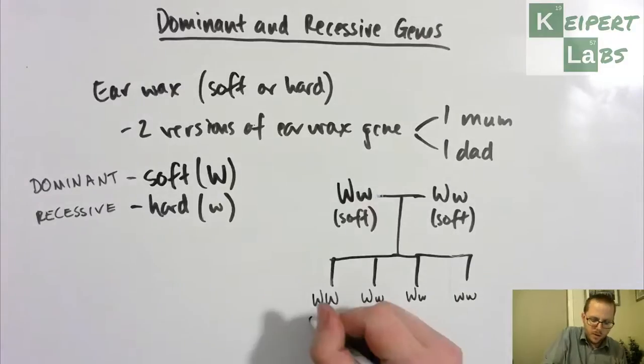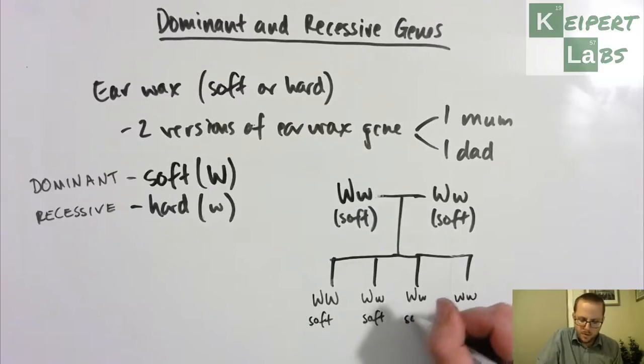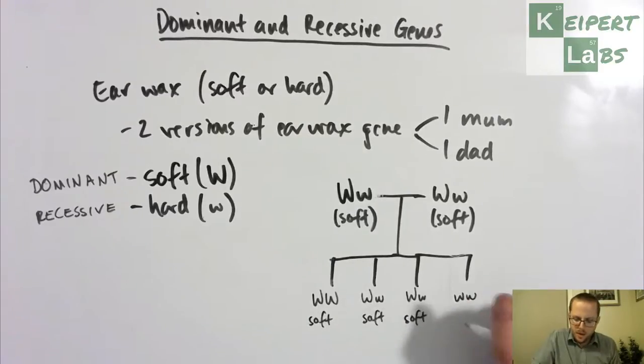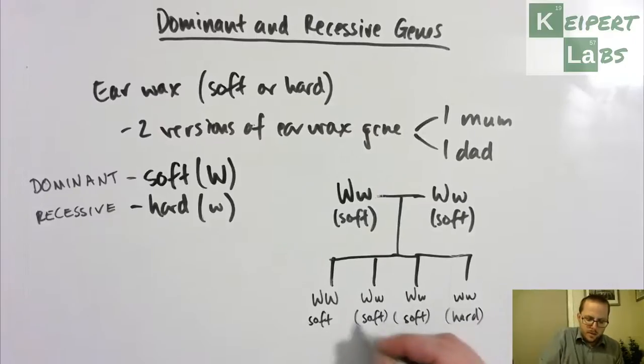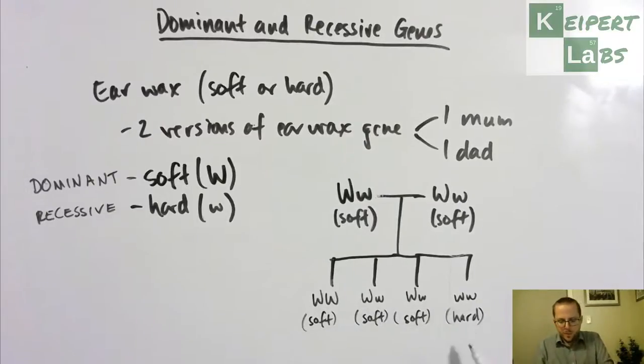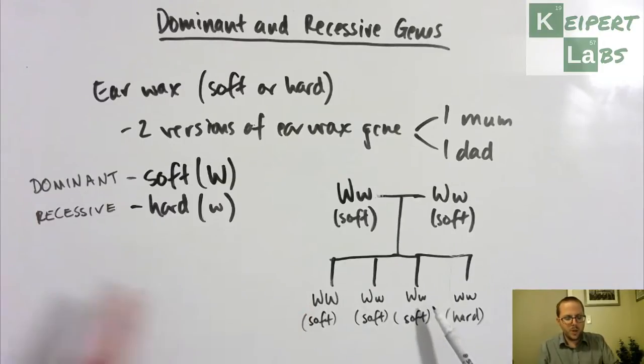So what you get is that 3 out of the 4 children that you and your partner have will have soft earwax, and only one poor sap will have the hard and difficult earwax to deal with. So confirming that we only get hard earwax when you have 2 copies of the same gene. If you've got even 1 copy of the soft earwax gene, then you get soft earwax. If you have the dominant gene, then that is the feature that you get. Only when you've got 2 of the recessive gene do you get that feature.